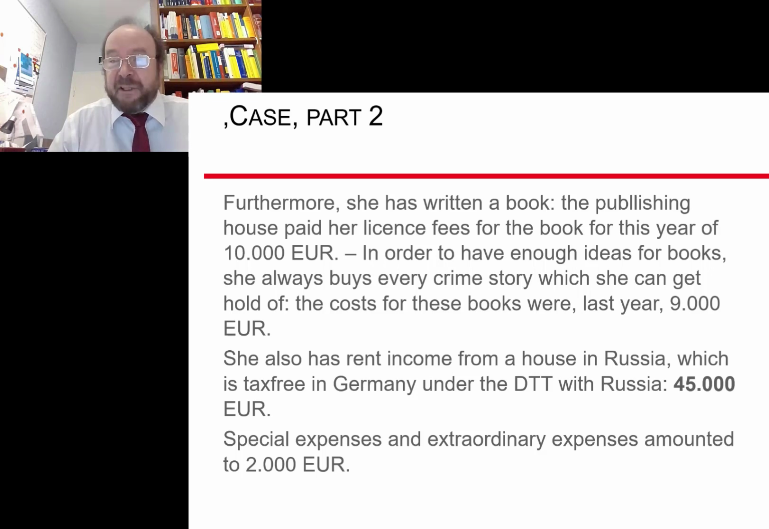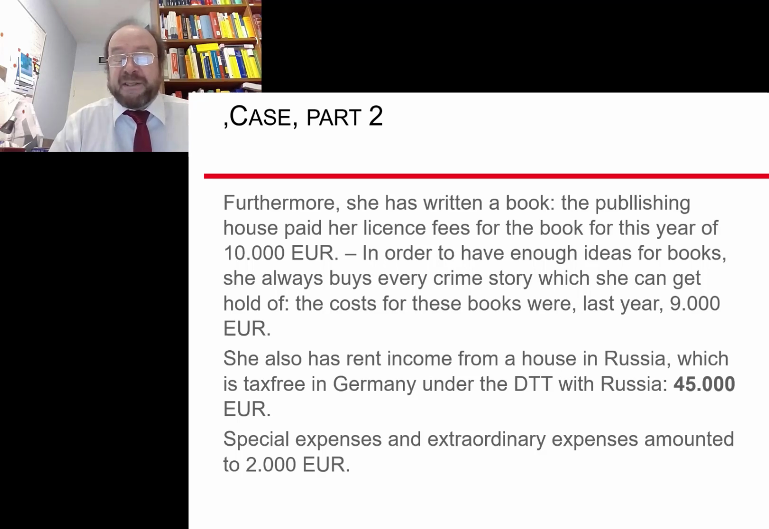Paid to her naturally, isn't it? In order to have enough ideas for books, she always buys every crime story which she can get hold of. The costs for these books were last year 9,000 euro. She also has a rent income from a house in Russia, which is tax-free in Germany because Germany has a double taxation treaty, a DTT, with Russia. It is taxed in Russia only.